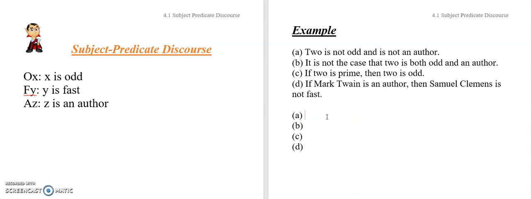Okay, so hopefully you got a feel for how this works. But 2 is not odd, right? So we're going to say it's not the case that 2 is odd, and we'll use T for 2. It's not the case that 2 is odd and it's not an author, so and is not an author. So it would be symbolized like this.